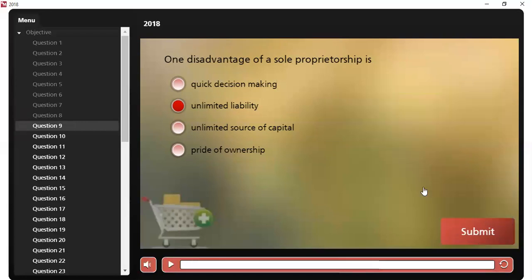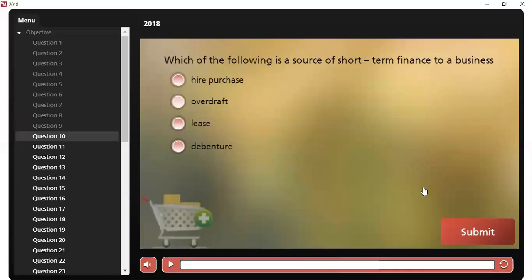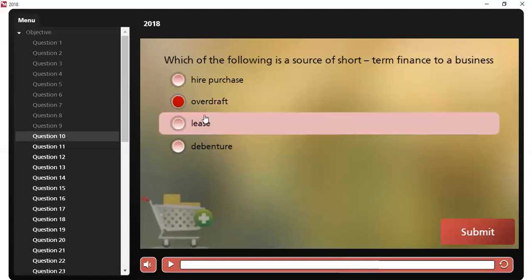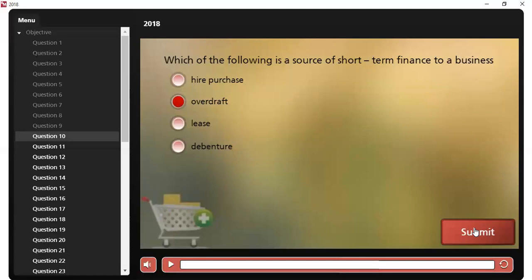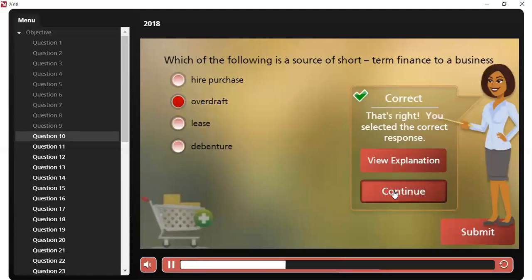Question 10. Which of the following is a source of short-term finance to a business? A. Hire purchase, B. Overdraft, C. Lease, D. Debenture. The right answer is B, overdraft. Overdraft is a form of loan given to a businessman. It enables him to withdraw more money from his account, which he is expected to pay back. All right? So that's our right answer, overdraft.